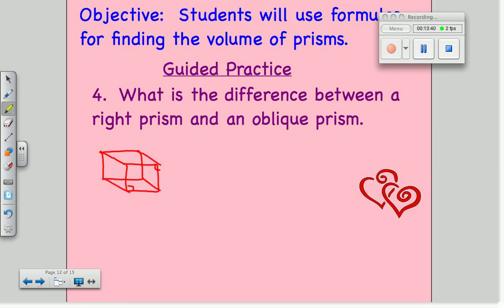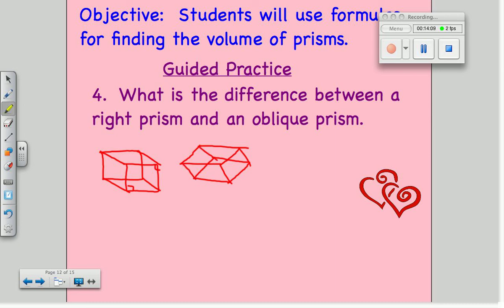An oblique prism is kind of set off to the side. It doesn't have right angles. Is that a right angle? No, it's not. Is this a right angle? No. Oops, I made it too big. None of these are right angles. So an oblique prism is the same kind of thing except it's made without right angles.